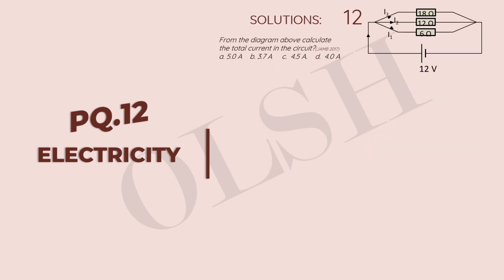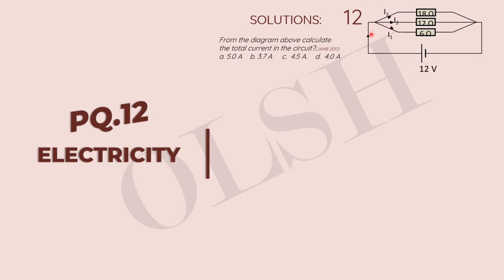So let's move on to number 12. From the diagram above, calculate the total current in the circuit. We know that this is the voltage source and we can see the direction of the flow of current. So current flows this way, comes to this junction and splits in 3 ways. So current goes through this one, this one, and this one.